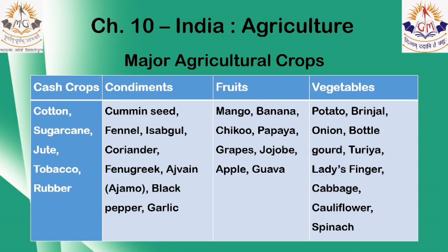Same way fruits. Hundreds of fruits grow. Here few are mentioned: mango, banana, chiku, papaya, grapes, jujube, apple, guava. Vegetables also, lots and lots of vegetables are grown. Yes, some of the examples are given: potato, brinjal, onion, bottle gourd, that is dudi, turia, lady's finger, cabbage, cauliflower, spinach, etc. These are the vegetables that are grown. Now we'll be learning all these different types of agricultural products, the main ones, one by one.